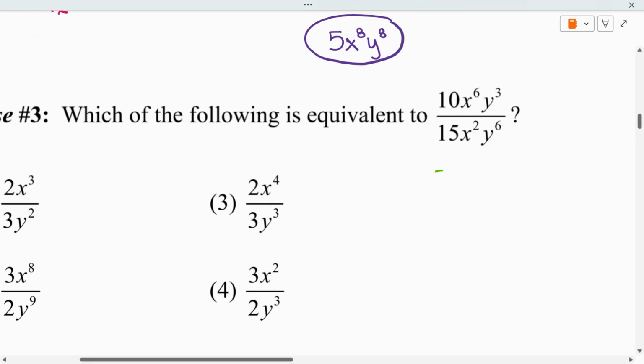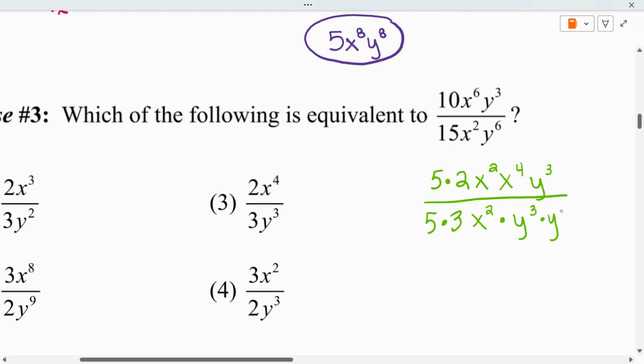Okay. So 10 is the same thing as 5 times 2. X to the 6 has to be written as a product with x squared. So that's going to be x squared times what? X to the 4th. Y cubed is the smallest y power, so we're going to leave it alone. Now I'm going to go to the denominator. 15 is the same thing as 5 times what? 5 times 3. X squared doesn't change. But y to the 6 is going to be what? Y to the 3rd times y to the 3rd.